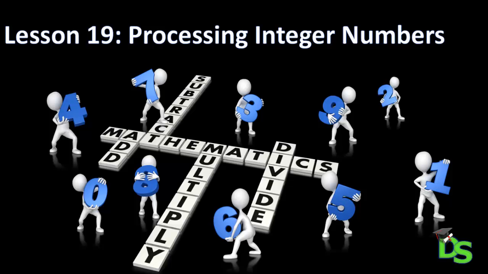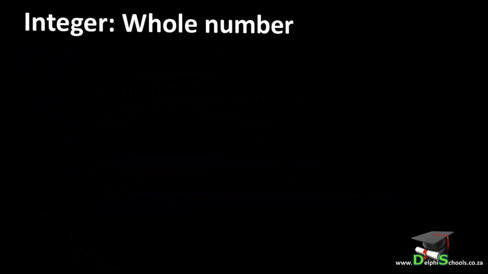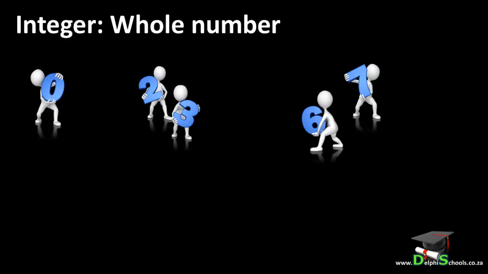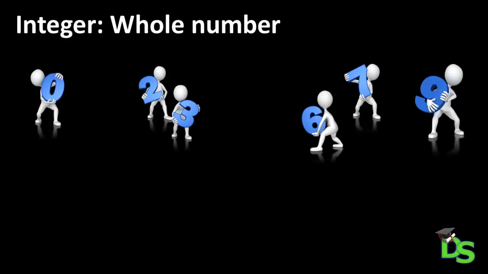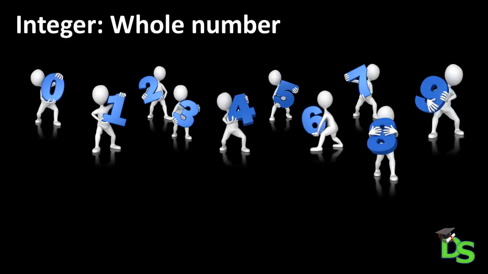Welcome to lesson 19. In this lesson you will learn how to process integer numbers. An integer is a non-decimal number. In other words, it's a whole number. Almost all of our Delphi components have properties that are integers. Examples of integer properties are width, height, top and left. They are all non-decimal numbers.